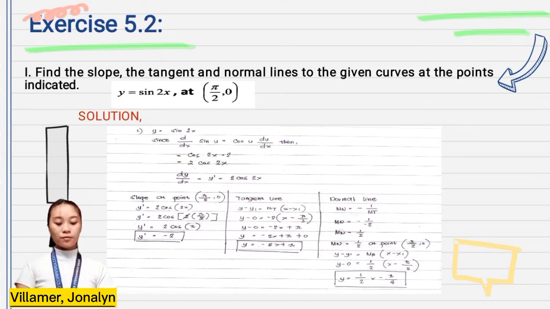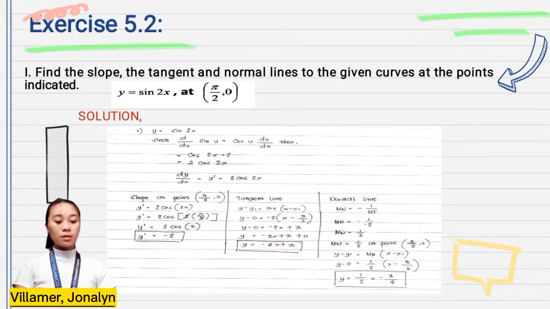In the given application, we have to find the slope, tangent, and normal lines. So first, let's find the slope. The slope at point (pi over 2, 0): derivative 2 cos 2x, so 2 cos 2 times pi over 2, cancel 2, so 2 cos pi. So the slope at point (pi over 2, 0) is negative 2.